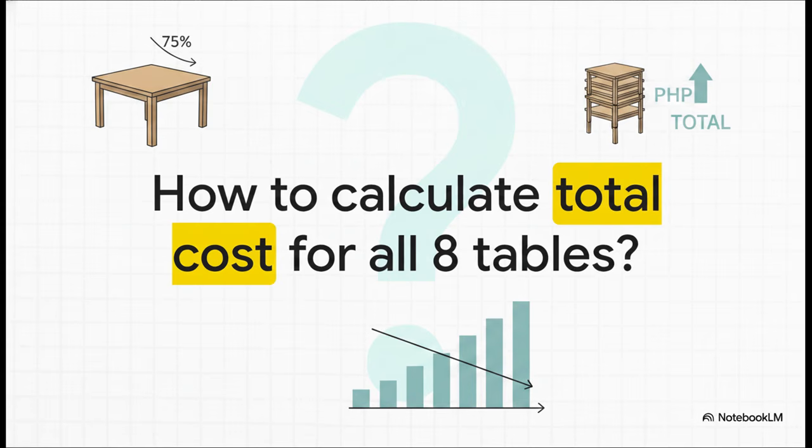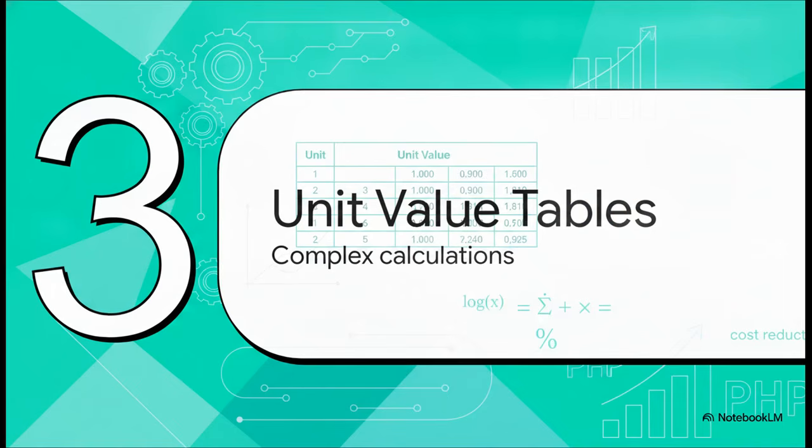The arithmetic doubling method is absolutely fantastic, but it only tells us the cost of the exact doubled unit: the second, the fourth, the 8th, the 16th, and so on. What if a customer wants to buy all 8 tables, and we need the average and total cost for the whole batch? Or what if we just need to know the cost of the 5th table, which obviously isn't a clean double? Section 3. Using unit value tables.